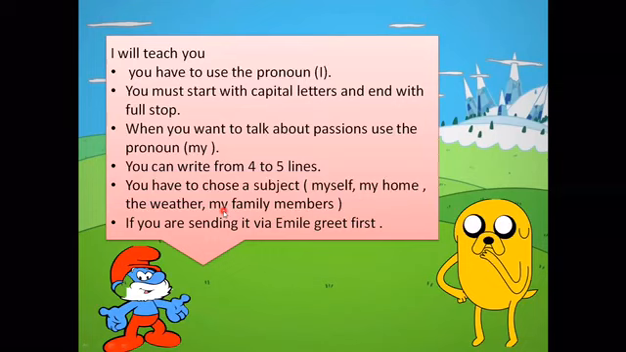So you start with the pronoun I, capital letters, end with a full stop. You could use my for possession. You can write from 4 to 5 lines. You also have to choose a subject, which is either myself, my home, the weather, or my family member. We are going to write it and send it to our friends. رح نرسلها للصديق. Talking about myself, رح نرسلها للصديق.